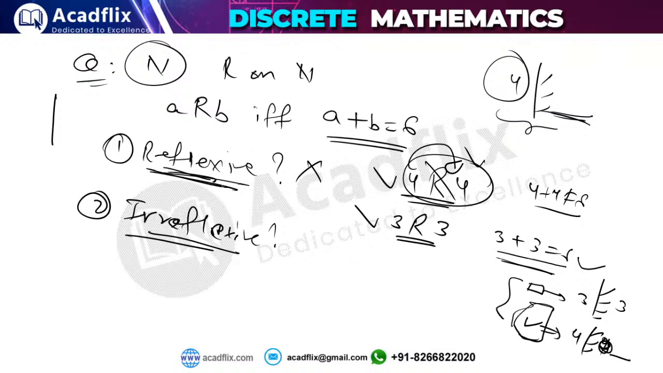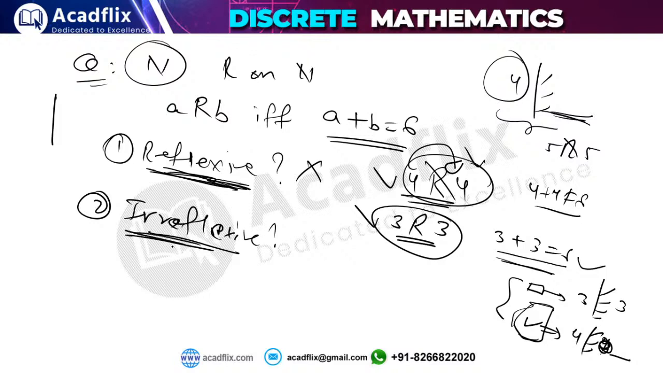So remember, reflexive says that every element should see an image, every element should see a reflection. Basically, every element should be related to itself. So even though 3 has a reflection, 4 does not have a reflection. Because of 4, and because of 5, which also does not have a reflection, and 6 also does not, we can say that this is not reflexive.